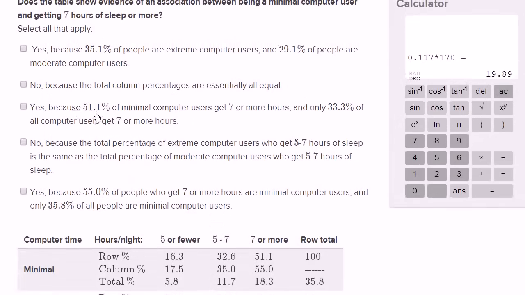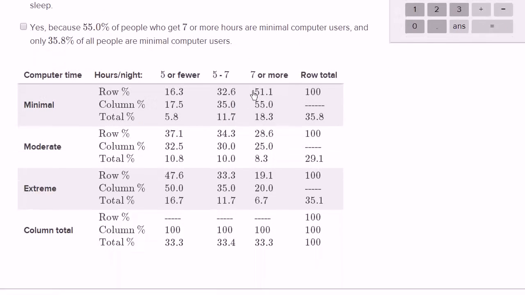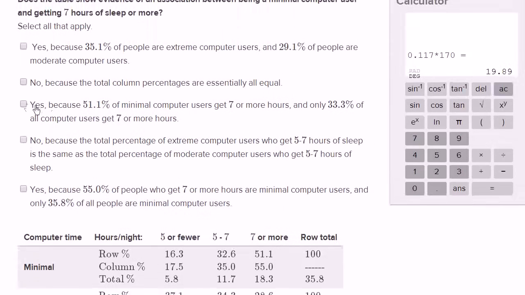Yes, because 51% of minimal computer users get 7 or more hours of sleep, and only 33% of all computer users get 7 or more hours. Yeah, that seems pretty good. 51% of minimal computer users get 7 or more hours of sleep, and only 33% of all computer users get 7 or more hours of sleep. So that looks like a pretty good explanation, so I'll check that. But let's just review all of them.